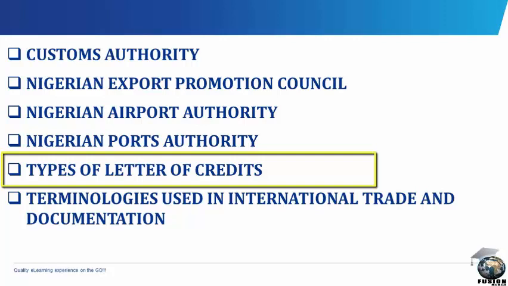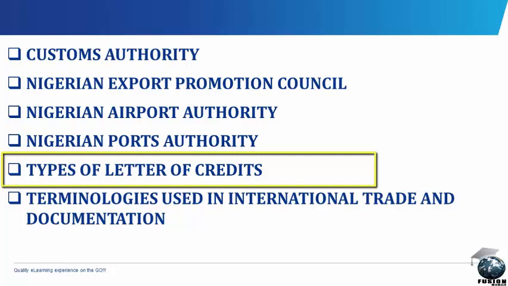Letters of credit are useful in international trade as means of payment. The buyer will apply to his bank to open a credit in favor of his creditor. Most payments in foreign trade are made by means of letter of credit. Types of letter credit. We have the confirmed irrevocable letter of credit, the unconfirmed credit or revocable letter of credit, then we have the irrevocable letter of credit.